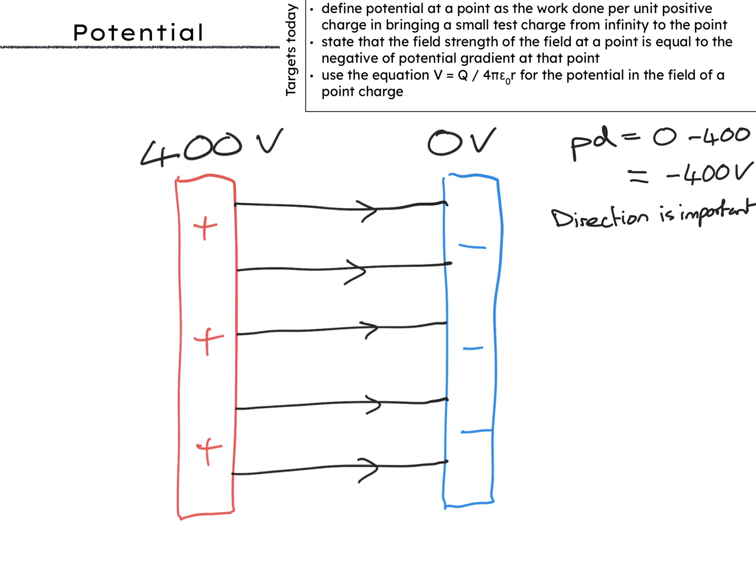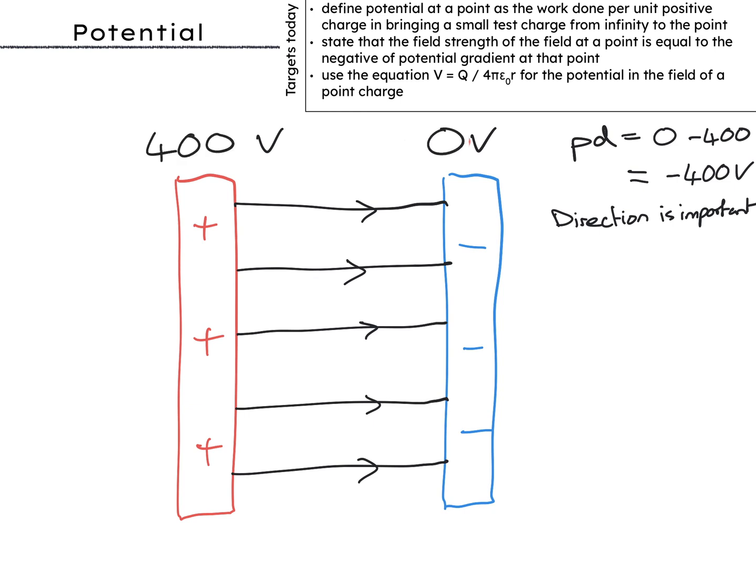Note that I could have made this 200 volts and this minus 200 volts. Or make this one minus 1000 volts and this one minus 600 volts. And we'd have had the same PD in any case, so there's no real difference. Anyway, let's go with 400 and 0.